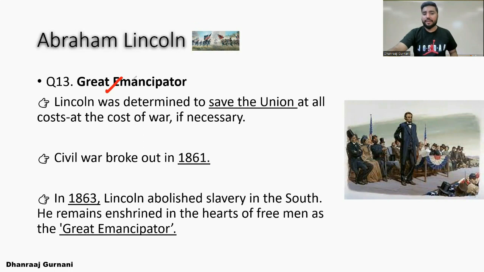Lincoln was determined to save the Union at all cost, even at the cost of war if necessary. So he said no one can break away. He wanted to save the Union, keep the northern and southern as one. He was determined to save this, even at the cost of war. As a result, civil war breaks out in 1861 in America. The American Civil War breaks out in 1861.